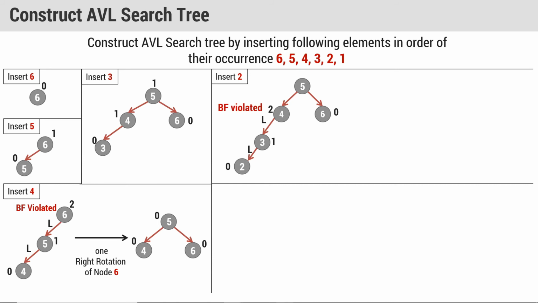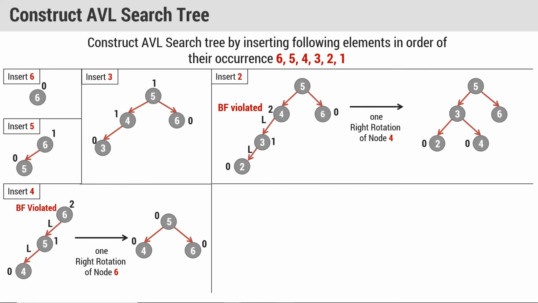So the solution of the LL problem is one right rotation at node 4. So our tree becomes like this. 3 becomes the parent, 2 becomes the left child, and 4 becomes the right child. Now all these nodes have balance factor 0 and 1. So it is also a balanced tree. Now next we have to insert 1.